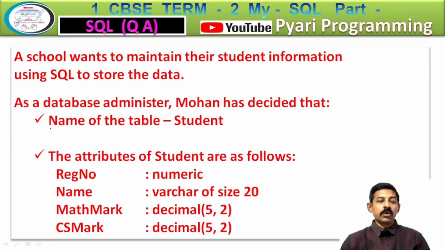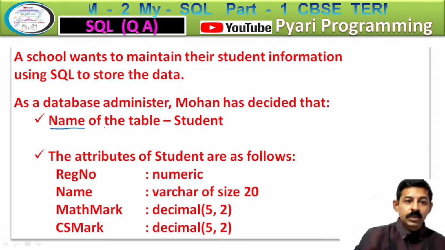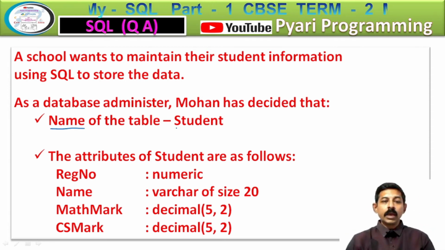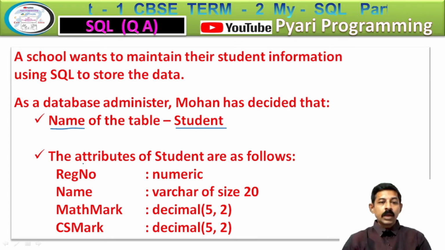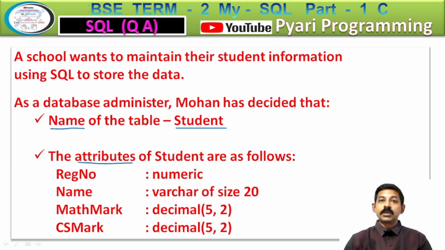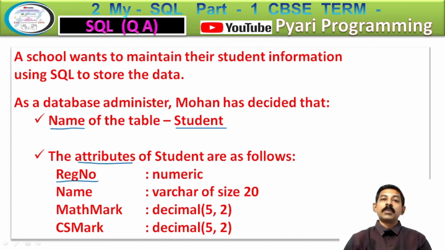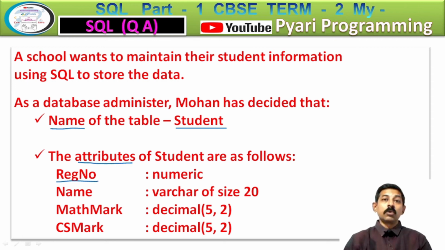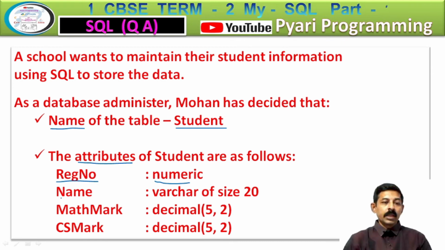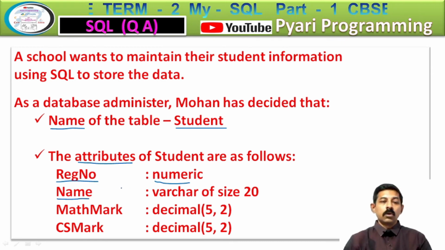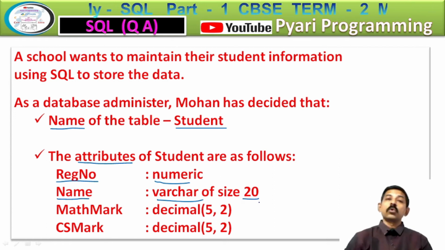Look at this. Now we got the real thing that we need for the exam question answer. The name of the table is your student. The attributes, that means the columns it is talking about, of the student table: REGNO, that means the column name is registration number to store REGNO. Data type is numeric. Then name is the column name where I want to store varchar. The data type is varchar, size is 20. I want to store the name.